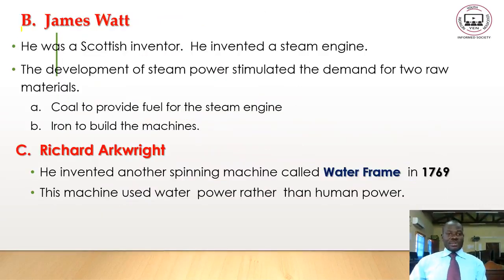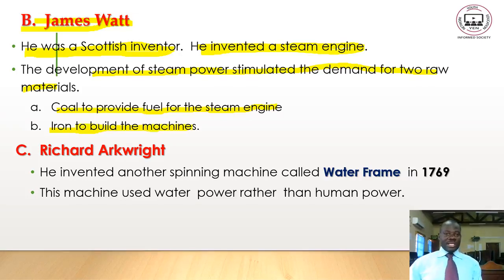Another one was James Watt. James Watt was a Scottish inventor, and he invented the steam engine. The development of steam power stimulated the demand for two raw materials. Number one, it was coal to produce fuel for the steam engine, and again iron to build the machines.